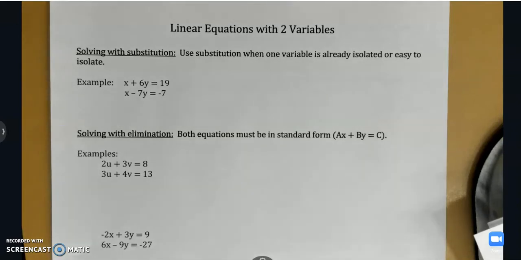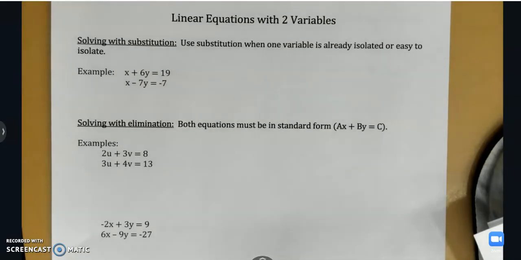Okay, today we are looking at a topic that you should be familiar with. However, you have slept quite a few times since this was last introduced to you. So, linear equations with two variables. There are two methods to solving systems this way. The first one is substitution.